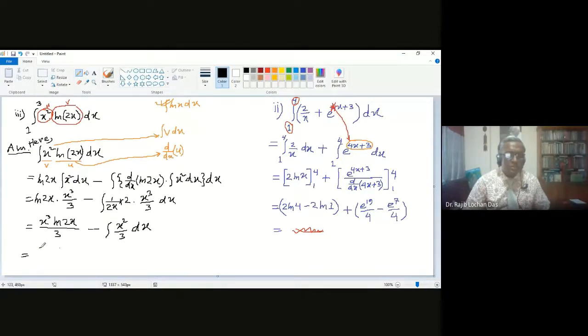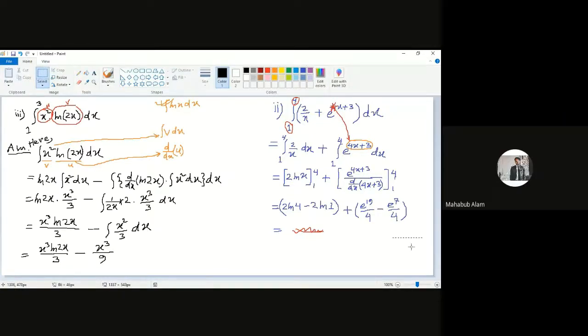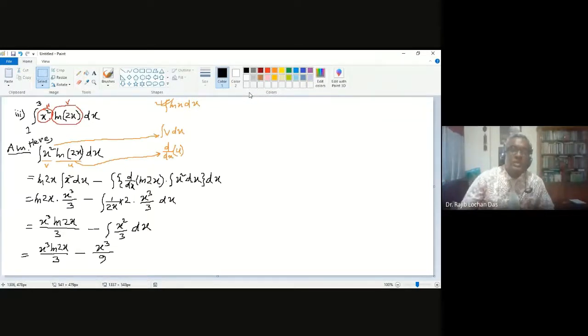So it is actually x cube ln 2x divided by 3 and then minus, it is again x cube by 3. Already 1 by 3 is there and you are getting another x cube by 3. Is it okay? Do you understand what I say? So finally it will be x cube by 9. Is that okay? Do you understand? Yes, sir. So everyone can understand this.